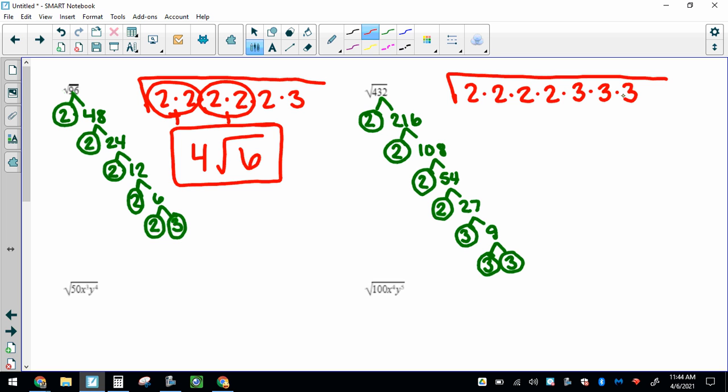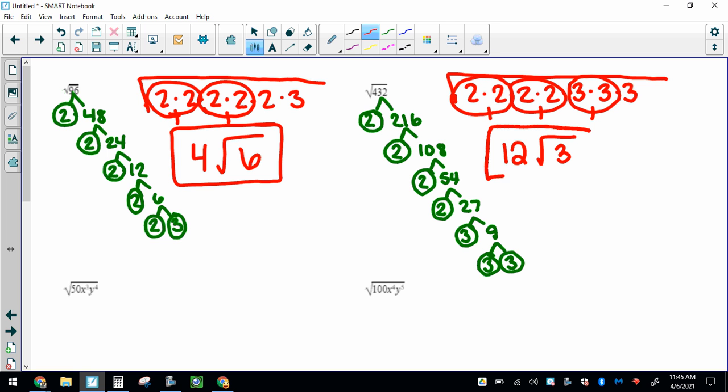Now remember, we're looking for pairs. So I've got a pair, and a pair. Remember that we multiply together one of each pair. So 2 times 2 times 3 makes 12. And then we multiply together everything that got left behind. Well, the only thing that got left behind was this 3. So the answer here is 12 root 3.